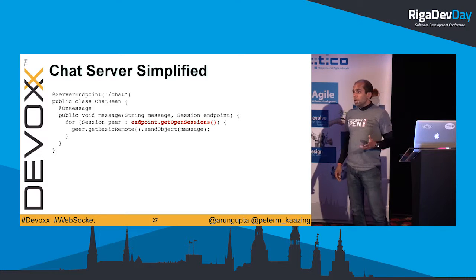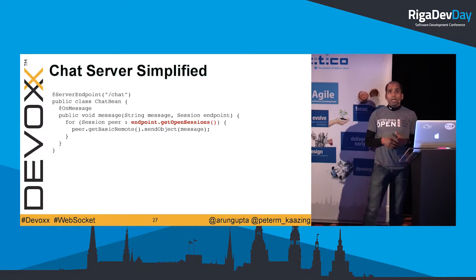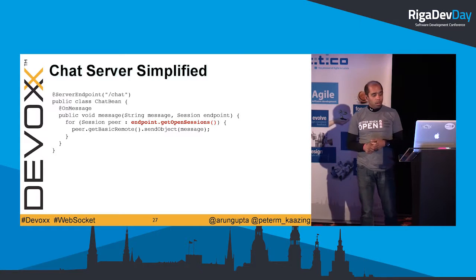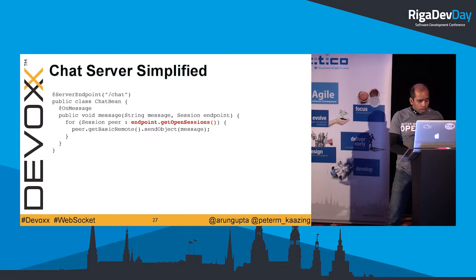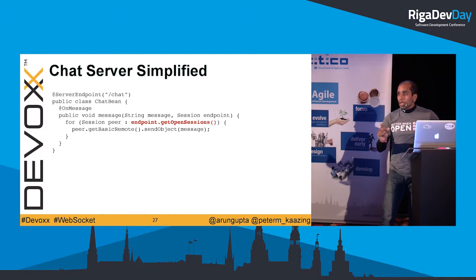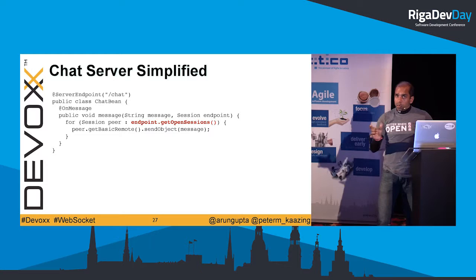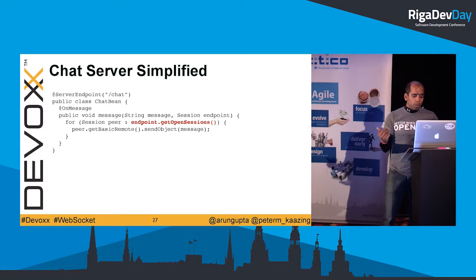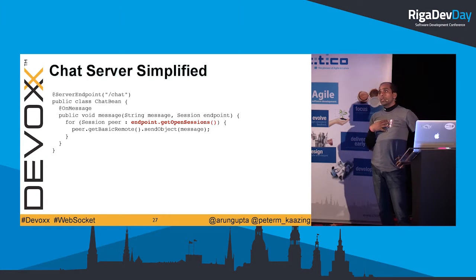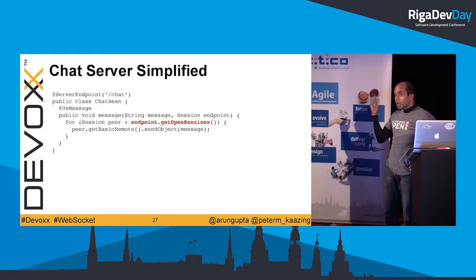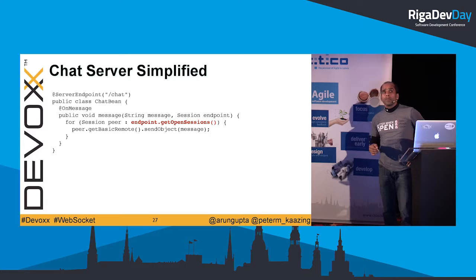Now, following the API itself, I can simplify it. I don't need to maintain the state myself. Every time I get a message, this is the method that's going to be called. String is my payload. Session is a conversation between the client and the server; it basically stores the state. I can say, give me all the open sessions, and then I can broadcast it. So instead of me maintaining the state of all the open clients, I let the WebSocket runtime do that for me.